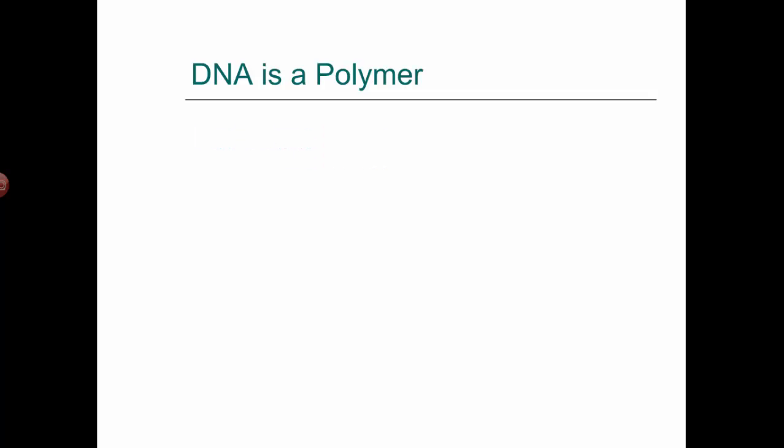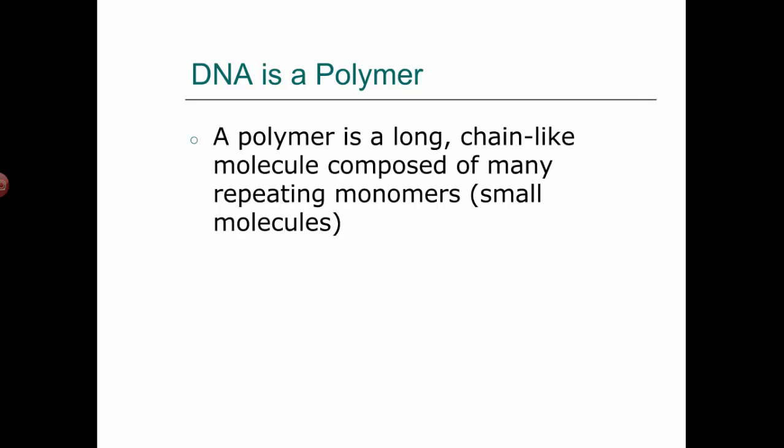To start with, DNA is something we call a polymer. A polymer is a long chain-like molecule. It's made of small repeating monomers, small molecules that are all attached to each other to make one big molecule. Sort of like beads on a string or train cars. And once you take the train cars and you couple them together, they become one long train. It's one big thing. So DNA is like that.